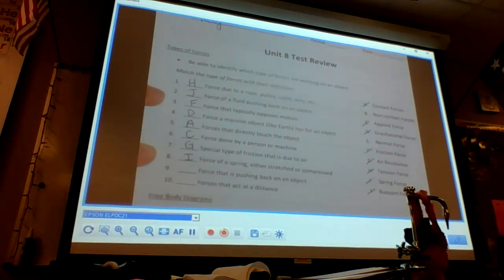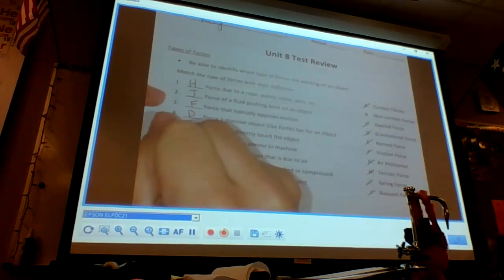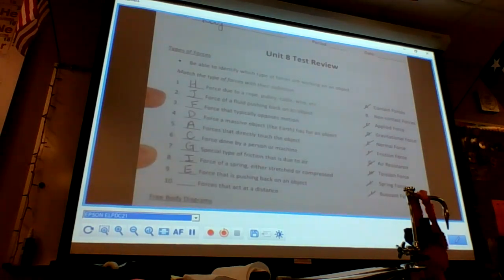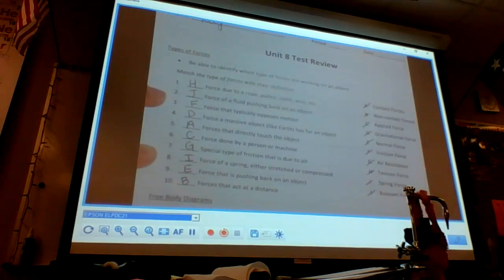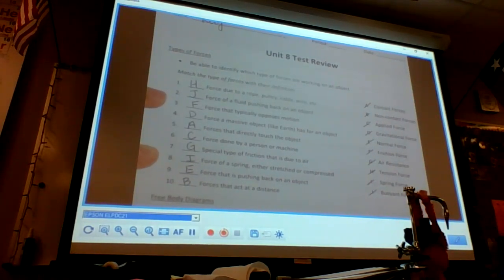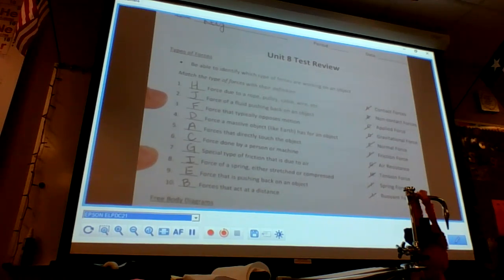Force that is pushing back on an object. E? Did you say E? Yeah. Yep, normal force. And then forces that act at a distance would be non-contact forces. Okay, so that's our types of forces. Y'all did pretty well on that before even talking about it, so hopefully you nail that on the test tomorrow.